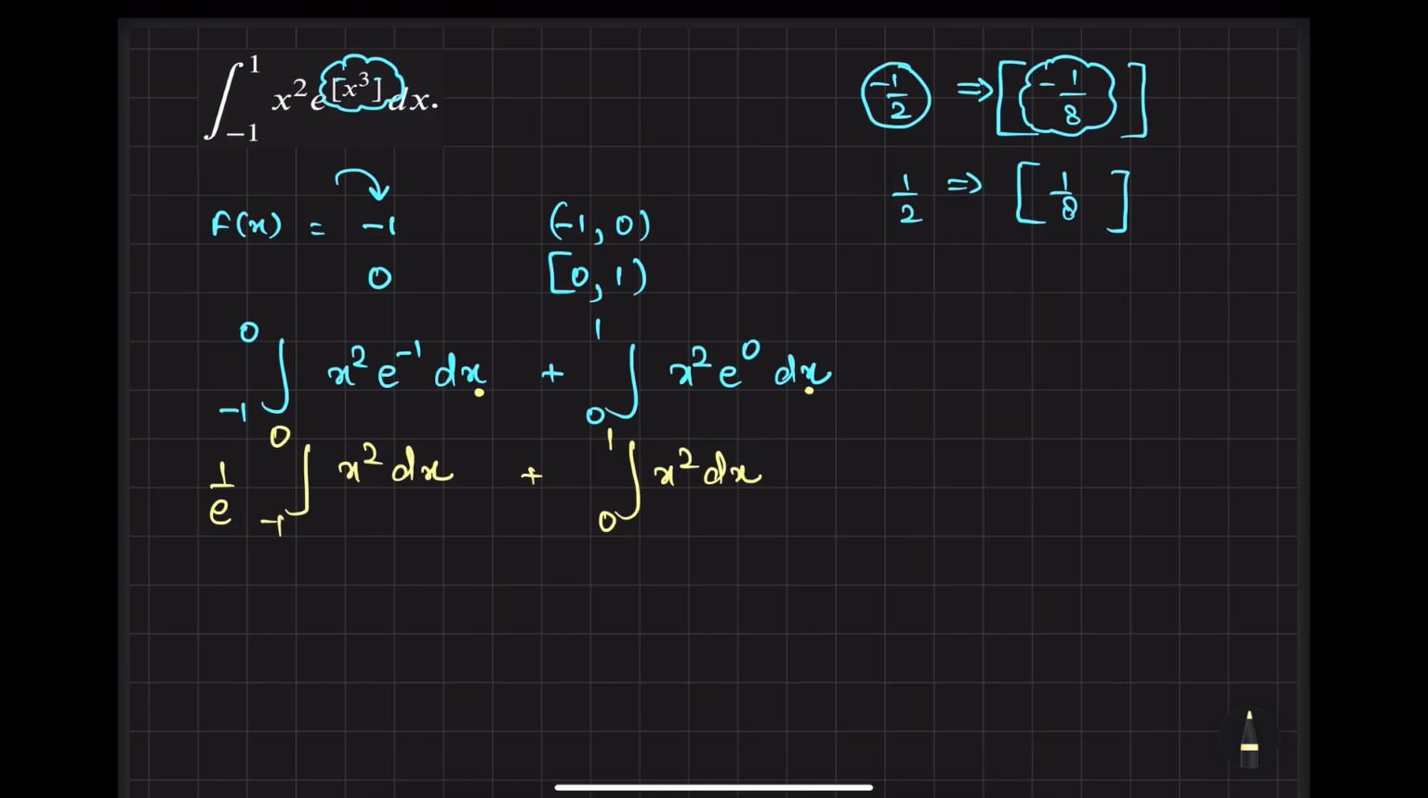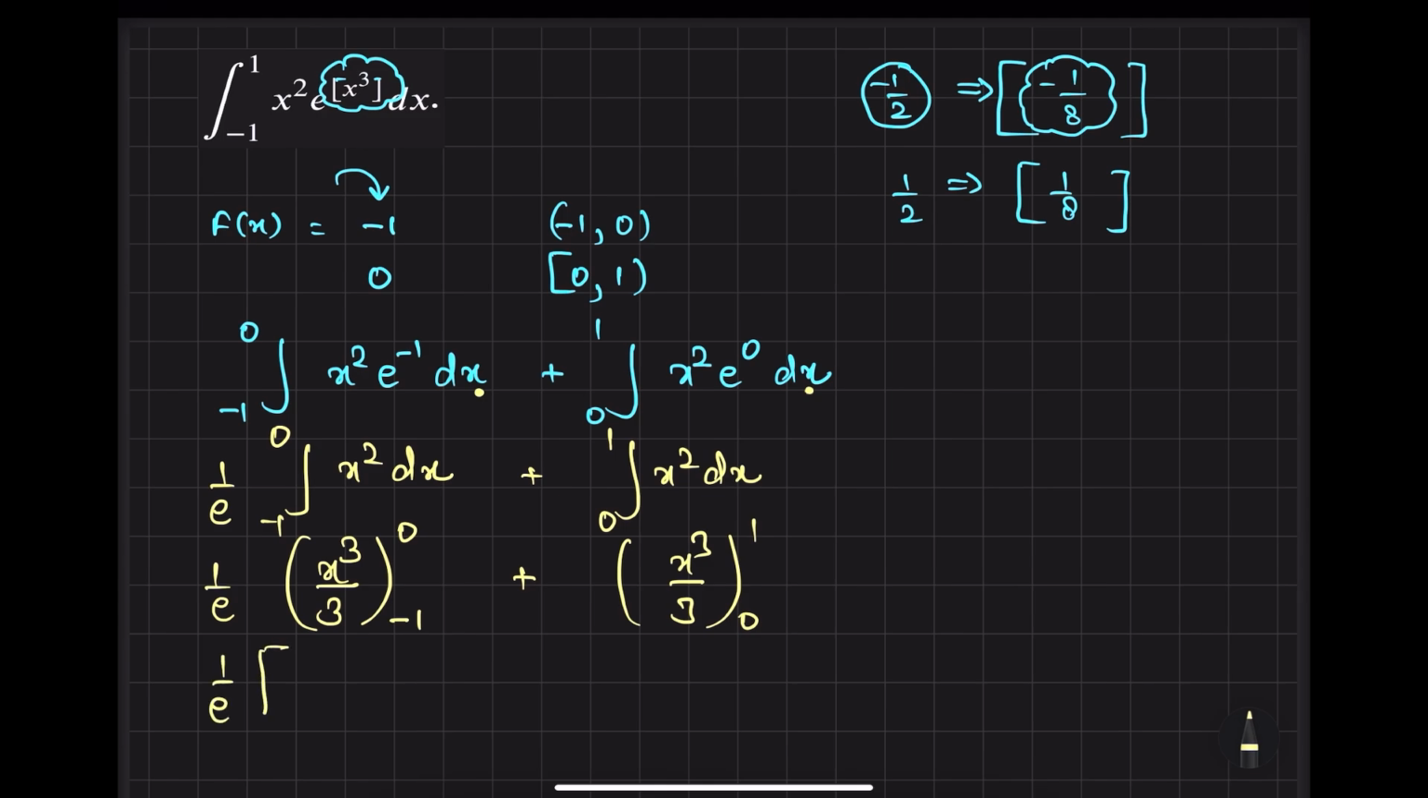Correct? Now, let's do the integration. You know that the integration of x square is x cube by 3. Now put the upper limit, put the lower limit, plus x cube by 3, and then put the upper limit, put the lower limit. If you put the upper limit, the whole thing will become 0. Minus, put the lower limit, so it will become minus of 1 by 3. So minus of -1 by 3 is 1 by 3.